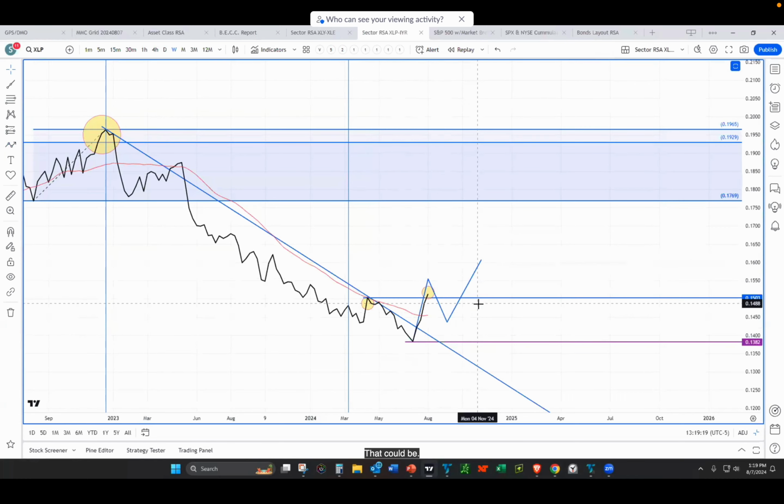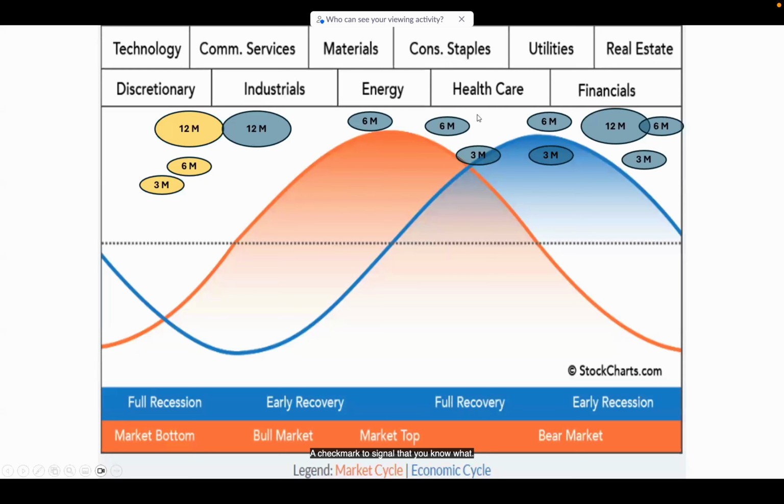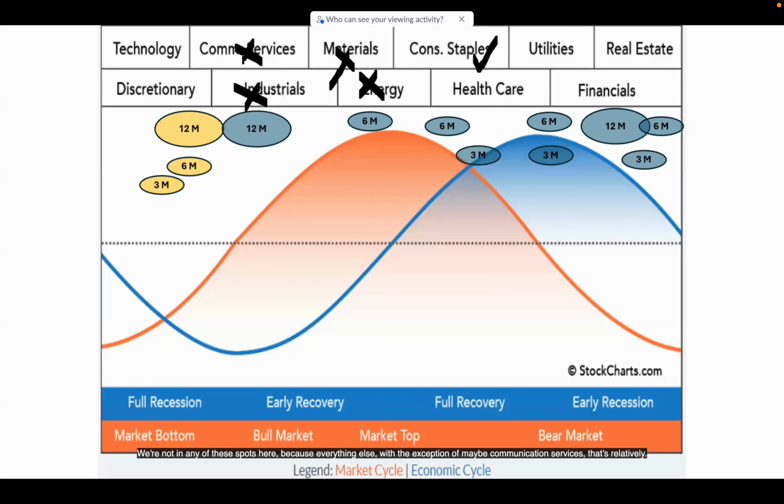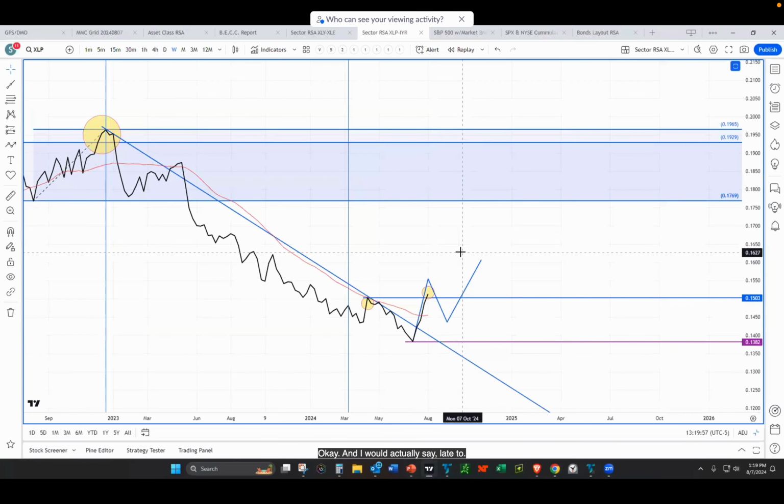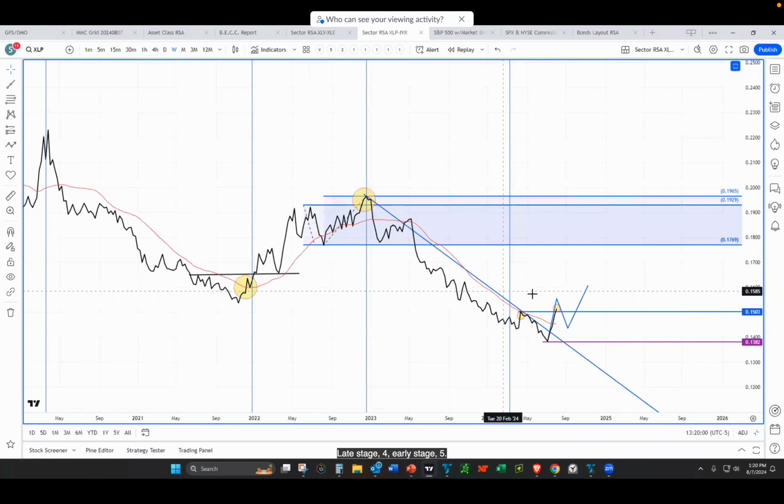So if we see here the reversal in this relative strength ratio, that could be a check mark to signal that maybe you are actually here. Okay. Because if I start to see that outperformance for that sector, that's giving me a clue that we're not in any of these spots here, because everything else, with the exception of maybe communication services, that's relatively performing. But everything else here is saying that we're not here right now. Okay. This is the first sign of where we might actually be. Okay. Which could be like late to early stage 5. Okay. And I would actually say late stage 4, early stage 5.